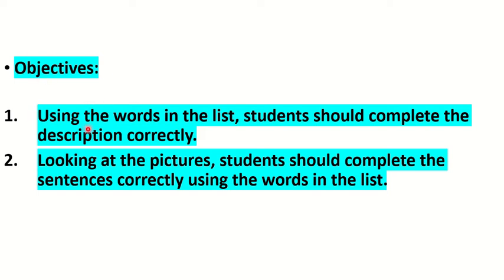Number 1, using the words in the list. You have a list of words in exercise number 2, as you see. Students should complete the description correctly. You have a description of the hovercraft, and you need to complete that description using the list of the words. You have 5 words. Number 2, looking at the pictures. You have 6 pictures. Students should complete the sentences correctly using the words in the list.